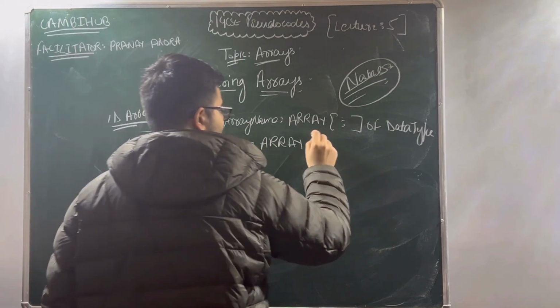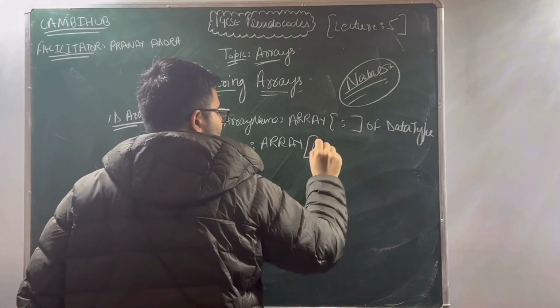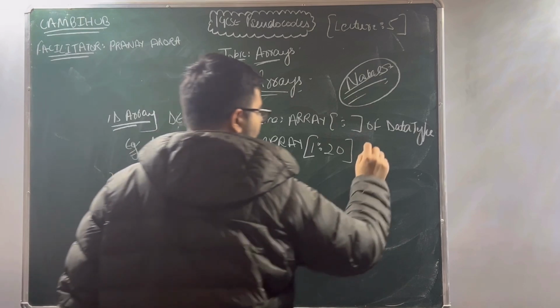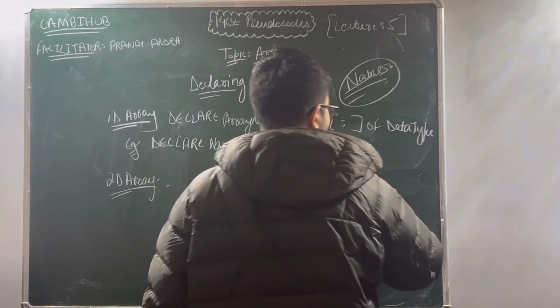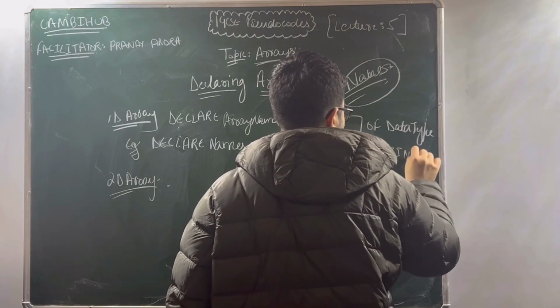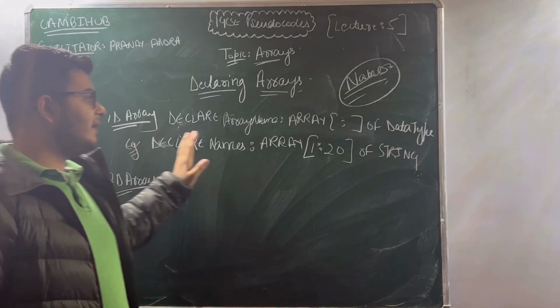Then I'll put the range of the array. Suppose there are 20 students in my class, so there will be 20 names. So 1 to 20. Since they are names, they will have alphanumeric characters, so my data type of the array will be STRING. Simple, right? This is how you declare a 1D array.